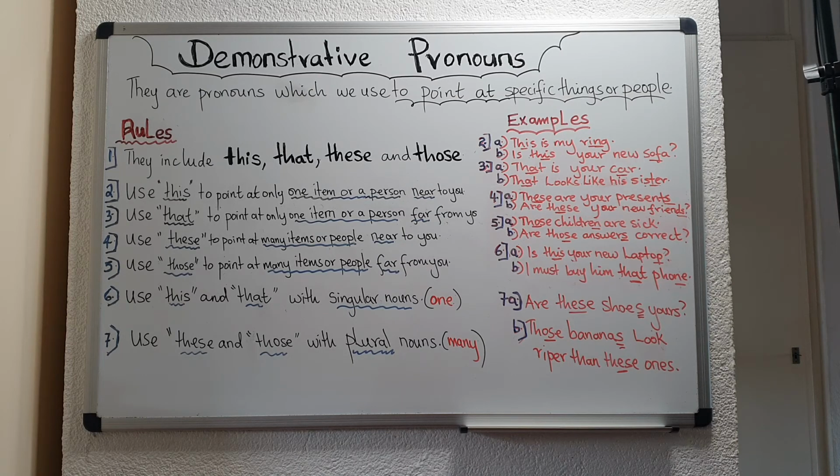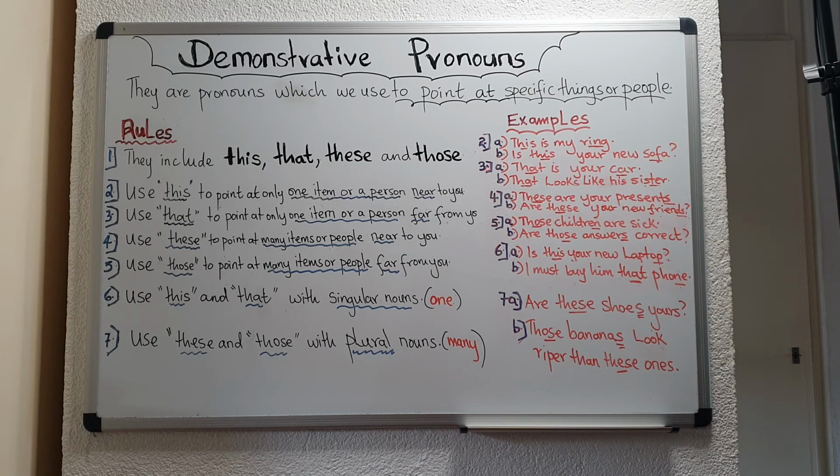Now, if you were to change that sentence to talk about many phones, what would be the answer? I must buy him those phones. Okay, so you would apply rule number 5. I must buy him those phones. So you would use those because we are talking about many phones. I must buy him those phones. Okay?